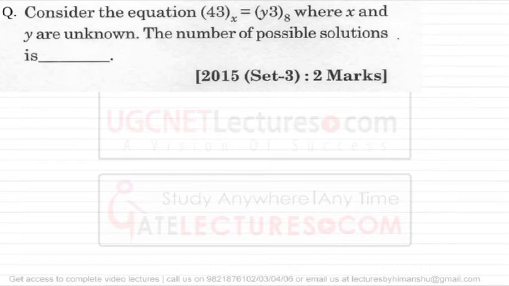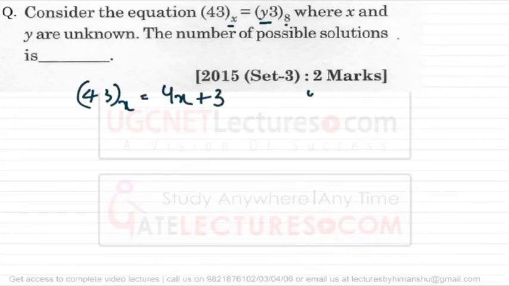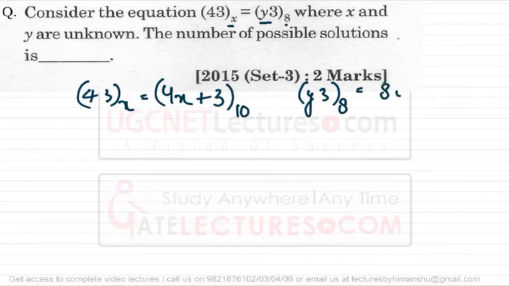You are given that this equation, 43 in base x and y3 in base 8, are equal, and x and y are unknown. So they are asking for the number of possible solutions. Just convert both these numbers into base 10, into decimal. When you convert this 43 base x into base 10, it's going to be 4x plus 3. When you convert y3 base 8 into base 10, this is going to be 8y plus 3 in base 10.